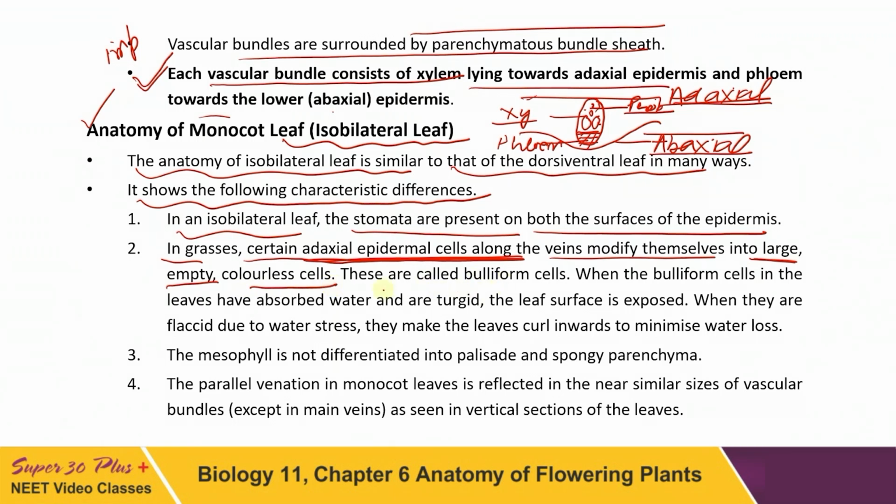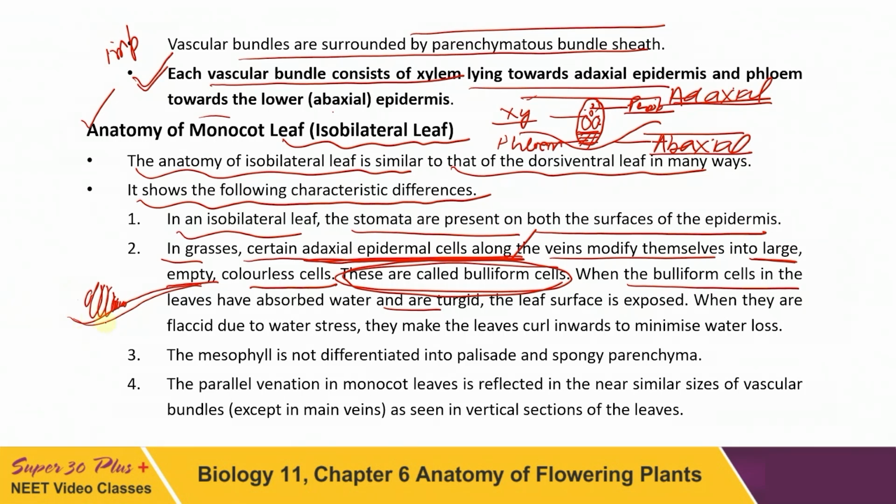and these are called what? Bulliform cells. What are these? Bulliform cells, a very important point. What is the function? When the bulliform cells of the leaves have absorbed water, they will be full of water. There is no scarcity of water. These are turgid. When these are full of water and turgid, the leaf surface will be exposed like this. The leaf will be open.